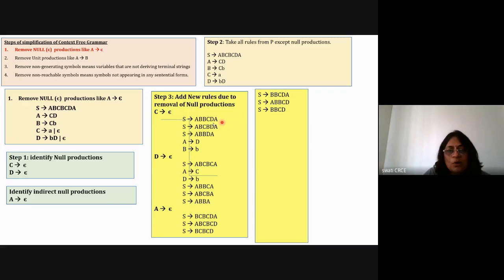Okay, now take the next one. In the next one, the left hand side A is again epsilon, so you are getting BCBDA. If the right hand side variable is epsilon, it is ABCBD. If both are epsilon, then BCBD. Now here A is epsilon, no change. A is epsilon, no change. Now here, if A is epsilon, it is BCBCA.